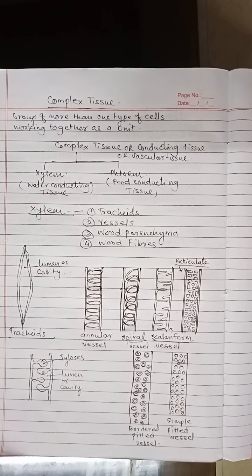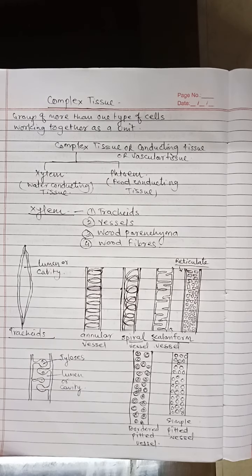In the pit towards the center is a pit cavity or pit chamber. It is overarched by rim-like pit borders. The opening in the pit border is called pit aperture. In the pit chamber there is a pit membrane. The central part of pit membrane is thickened and is called the torus.